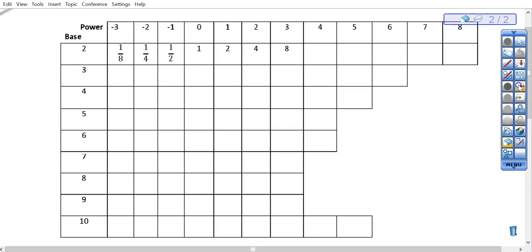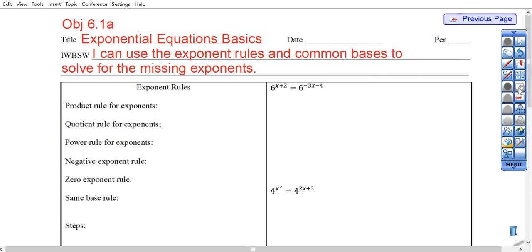Okay, so let's go back to the other side and let's fill out the top of your note page. So today's objective, 6.1a, is all about exponential equations, but just the basics. It's not going to require logarithms for us to solve any of these equations. We can just use our exponent rules and we can zoom right through this. And this is just prepping us to do some graphing of logarithms and exponentials.